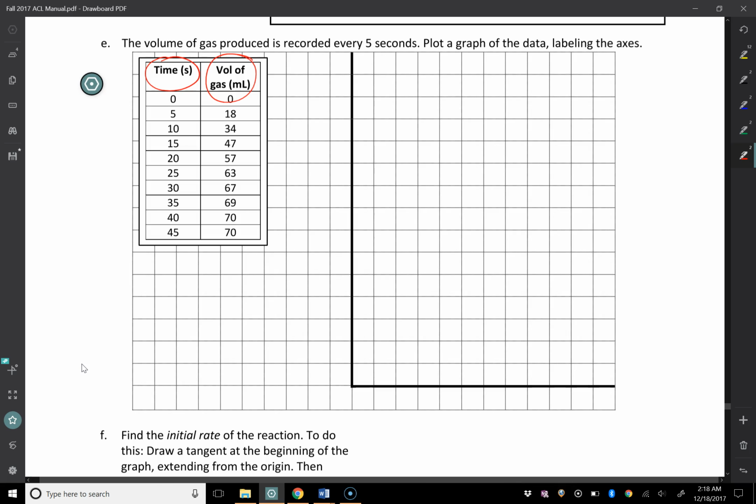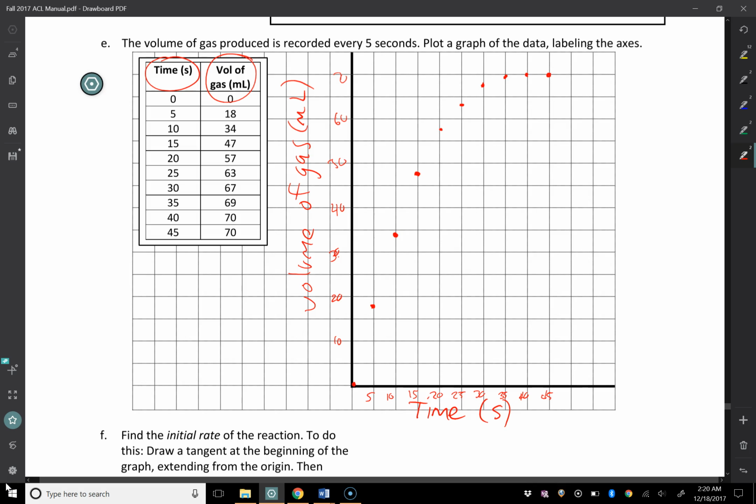Hopefully you're thinking time in seconds. So I'm going to just jot that down here. Time and my unit. And that would leave volume of gas produced in milliliters to go on the y-axis. If you haven't done so already, take a minute or two, whatever it is, to go through and plot the data. I'm going to pause the video and get it plotted so you don't have to watch that semi-painful process.